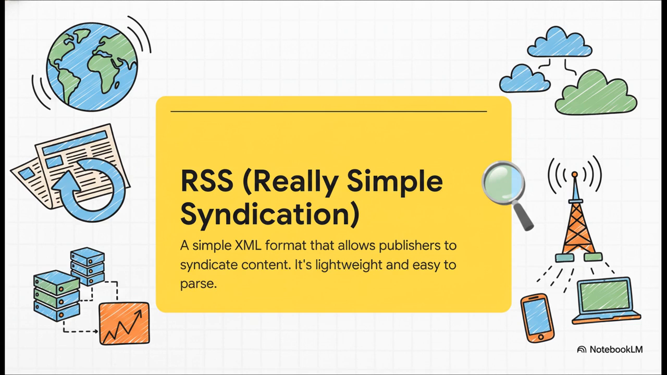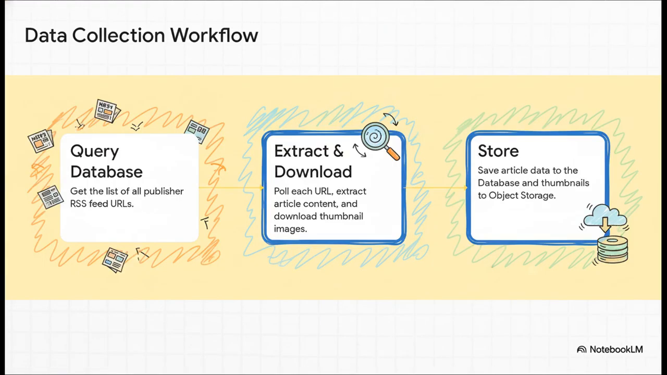So simple. So here's the workflow, and this just runs in the background 24/7. First, our data collection service queries our database to get the list of all the RSS feeds. Second, it goes out and pulls every single one of those URLs, pulls down the article data, and downloads the thumbnail images. Third, it saves the article's text data into our database, and the image files go into a separate object storage service, like Amazon S3.